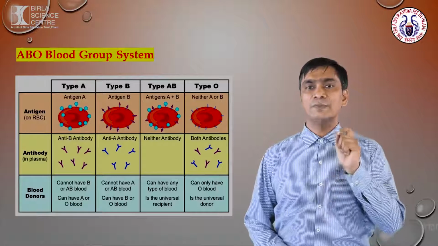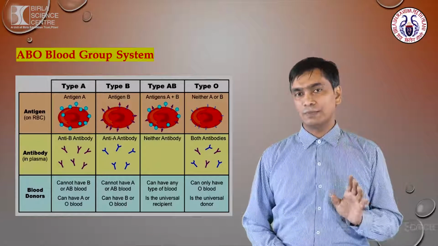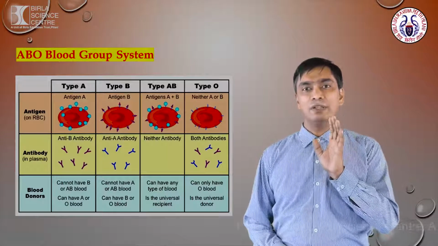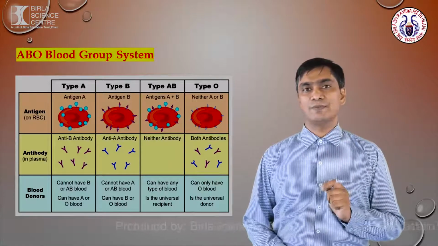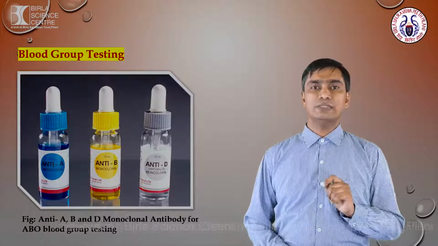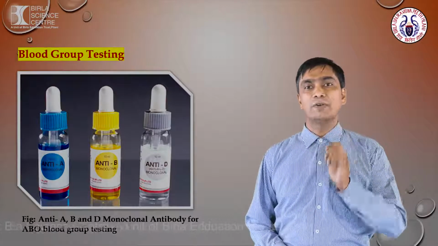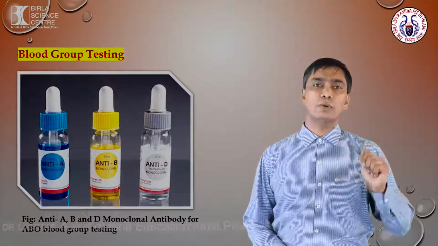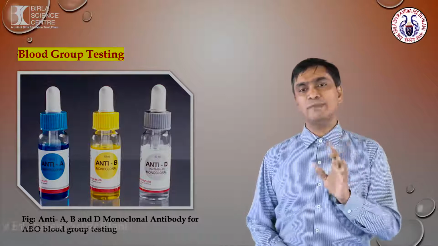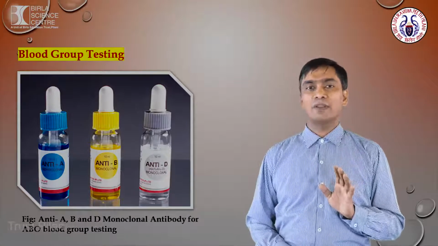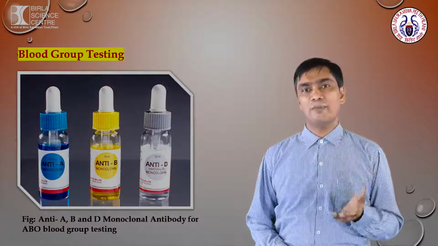The person with O blood group is considered a universal donor, and the person with AB blood group is considered a universal recipient. By the end of this class, we will understand the basics of the experiment of blood group testing. For that purpose, we need monoclonal antibodies. Monoclonal antibody A, B, D. D is specific for RH antigen. Monoclonal antibodies are produced in the industry by using hybridoma technology.